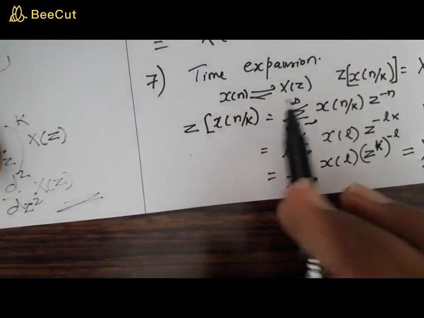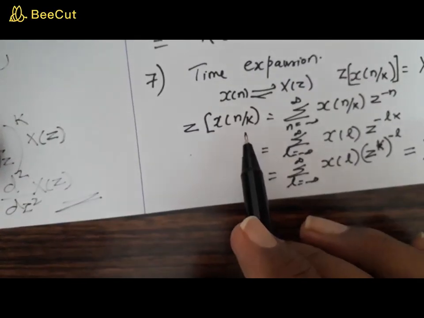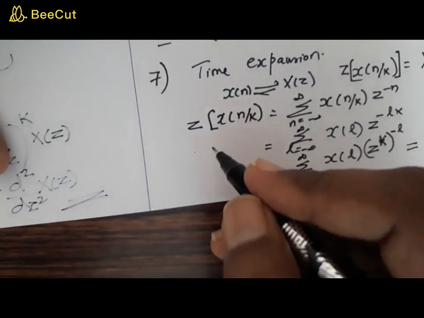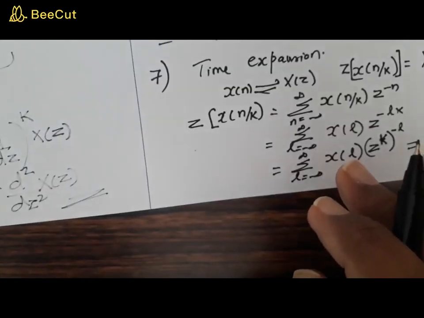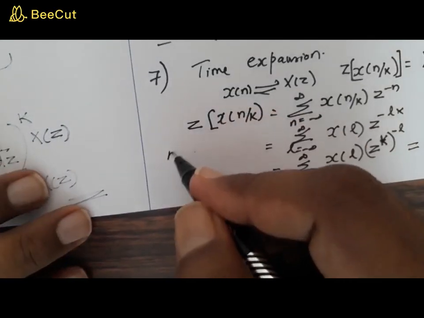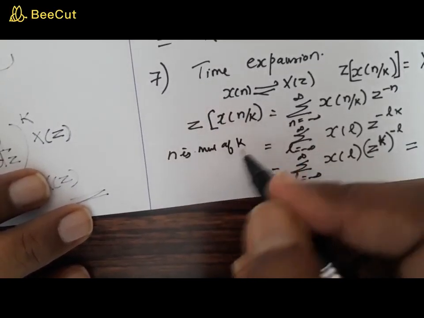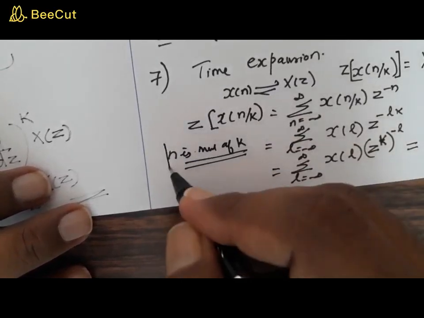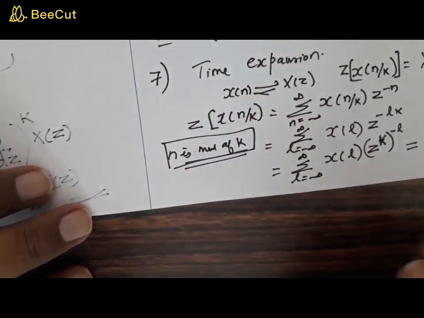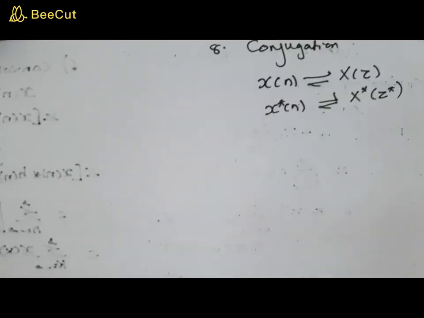This is called the time expansion, x of n by k, and there is a condition that n must be a multiple of k, otherwise this is going to be 0. So this is defined only under this condition: n must be a multiple of k. Okay, fine. Now the next one is the 8th property, which is the conjugation property.